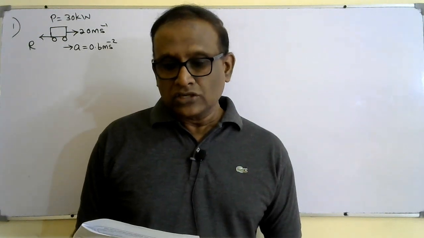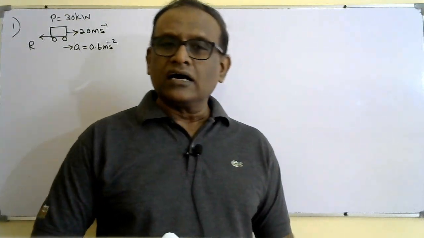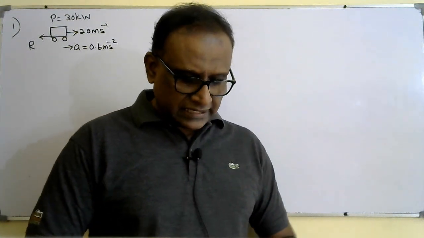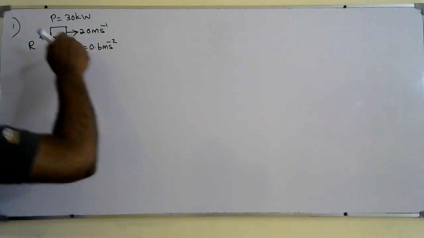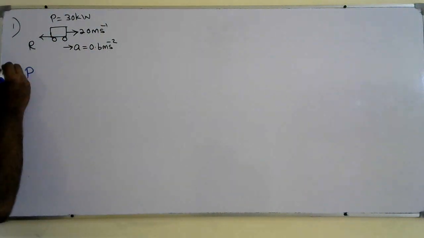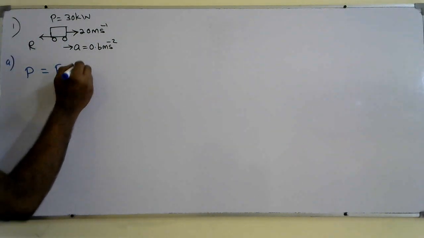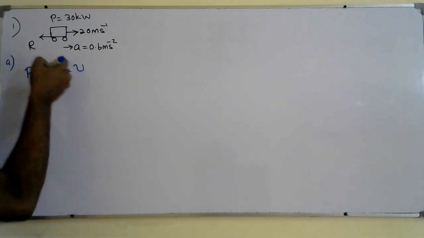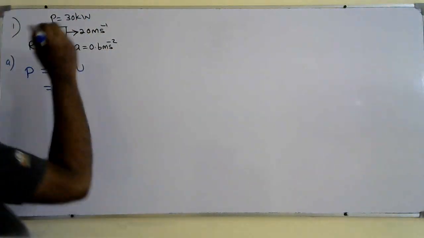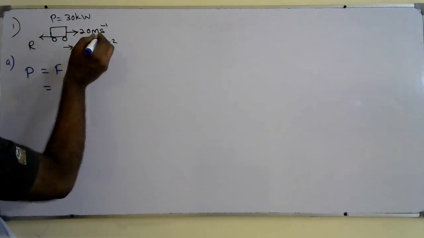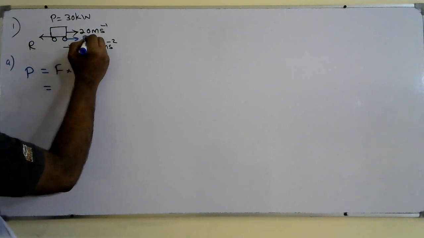First part: find the value of R. You can use Newton's second law, F equals ma. We know the power output, and power is equal to force times speed. The force is actually the forward thrust given by the engine. I didn't show that, so I should show it also. There's a forward thrust Ft also acting on the truck.